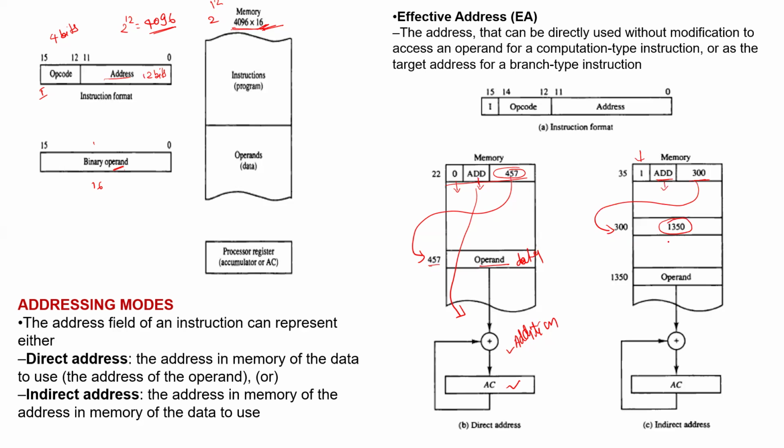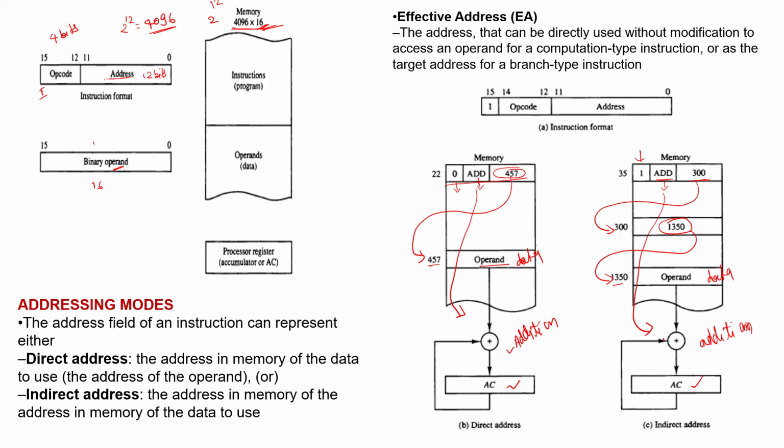This 1350 is not our data. It is not our operand. It is the address of the actual operand. So from here, again, we go to the address 1350. At address 1350, the contents there are our operand, that is the data. Now finally we have reached the operand. So finally the addition operation will be performed between the contents of the accumulator and the operand we have obtained here. Again, this information is stored in the accumulator.